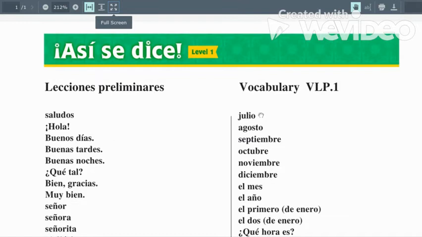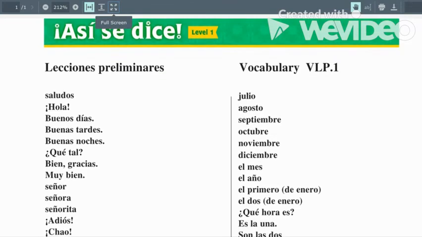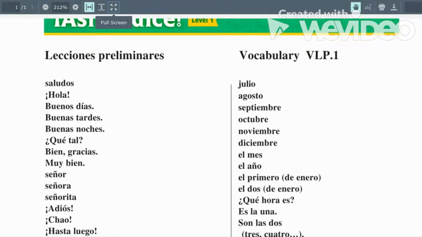Then we come back to the top. Julio is July. Agosto, August. Septiembre, September. Octubre, October. Noviembre, November. Diciembre, December. El mes is the month, so we just went through all los meses, the months. El año is the year.